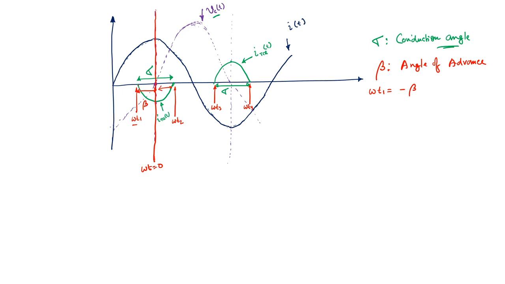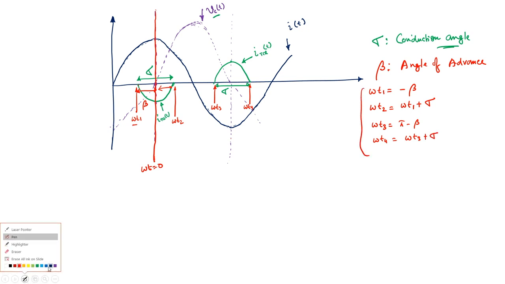Now, what is then omega t 2? Omega t 2 will be equal to omega t 1 plus sigma, right. Then what is omega t 3? As you know, from here to here it will be pi angle. So, this is pi minus beta, and omega t 4 is equal to omega t 3 plus sigma. So, these are the 4 instants. This is the instant where the TCR current starts, and this is also the instant when the TCR current starts.